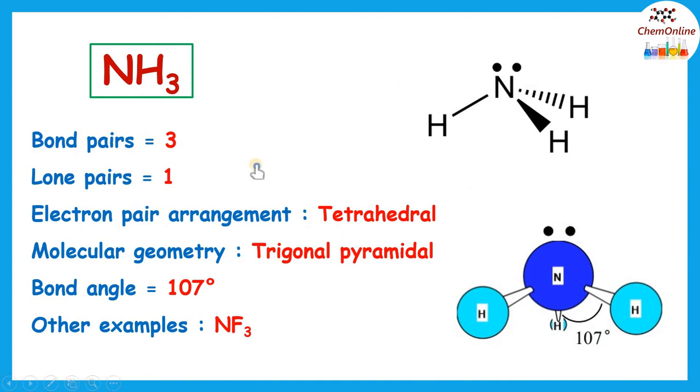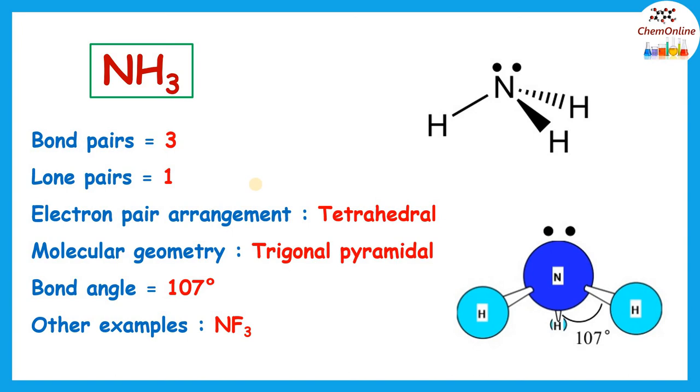And next is the ammonia molecule. Nitrogen has 5 valence electrons, and out of these 5, 3 form bonds with 3 hydrogen atoms, so they will form 3 bond pairs. And the remaining 2 electrons on the nitrogen atom form 1 lone pair. So total 3 plus 1 equals 4 electron pairs.